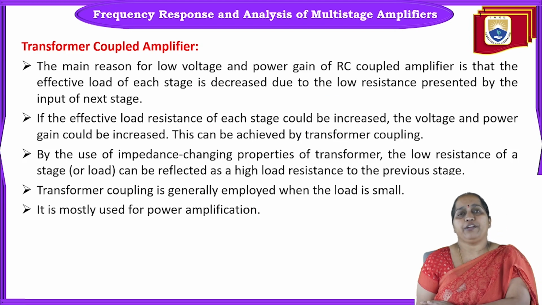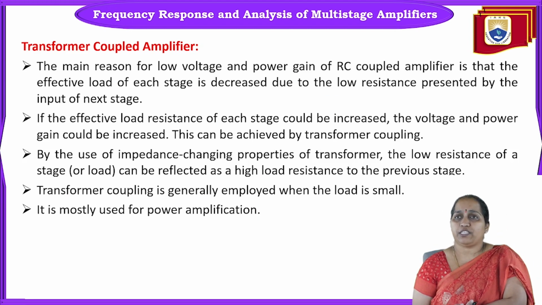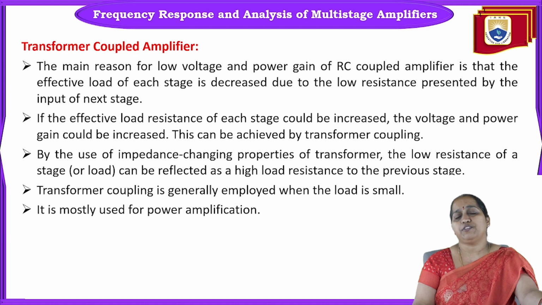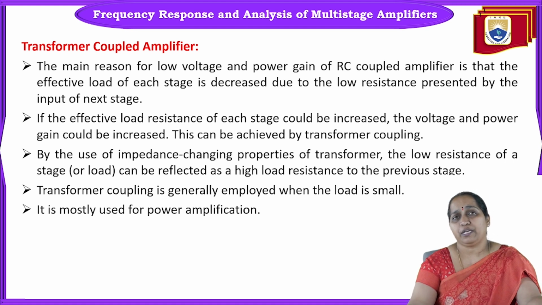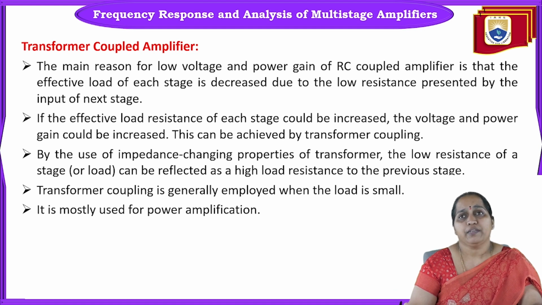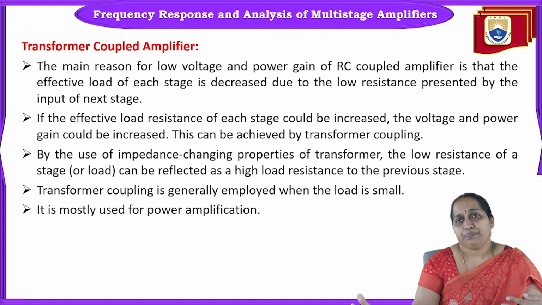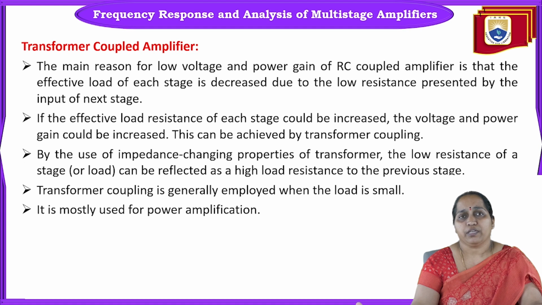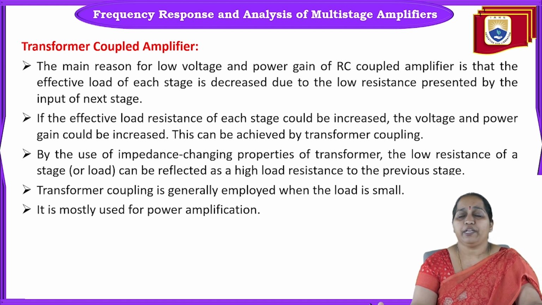So the main reason for low voltage and power gain of the RC coupled amplifier, what was it? Because the effective load of each stage is reduced by the shunting capacitance of the next stage. So if the effective load resistance of each stage can be increased, then the voltage and power gain could also be increased. This can be done by making use of a transformer coupler.